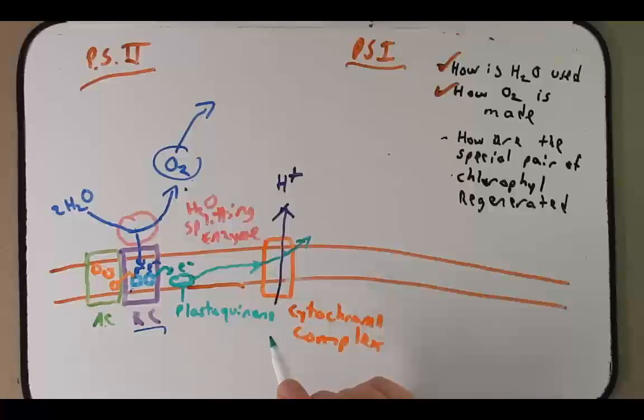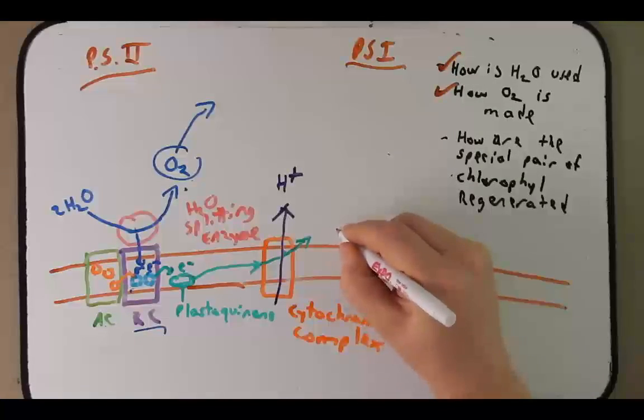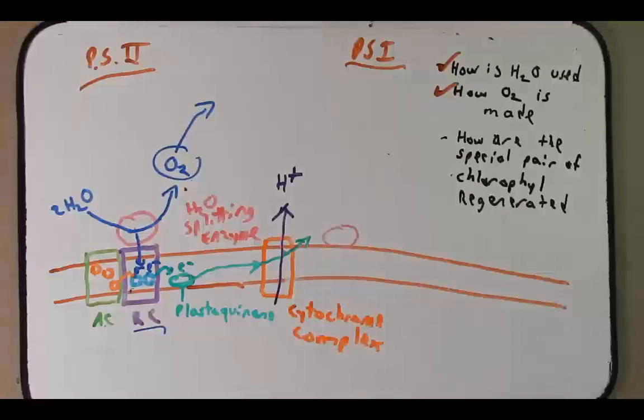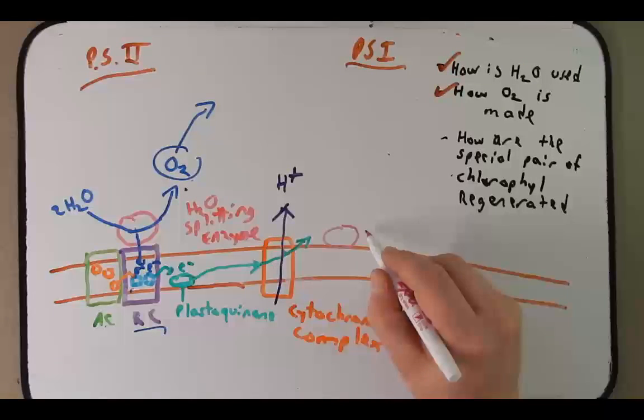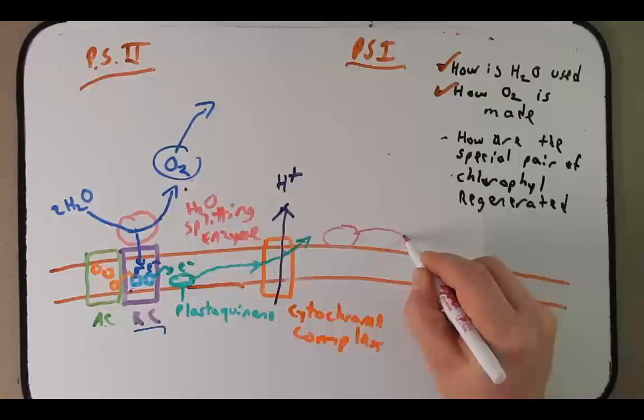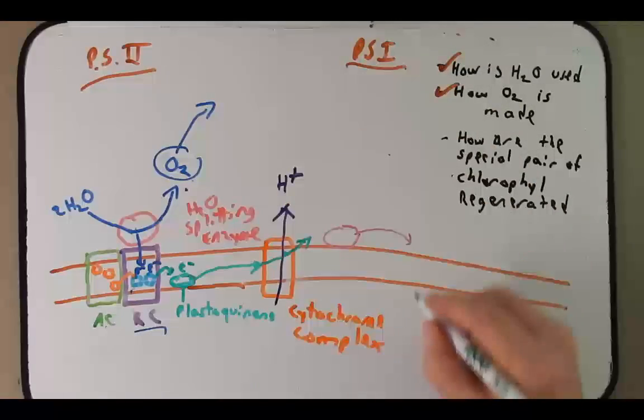So what happens to these electrons? Well, to make a long story short, what happens is those electrons are transferred to another enzyme. Don't worry about the name of this enzyme. They're transferred to this enzyme here, and then these electrons from this enzyme are taken to Photosystem I.